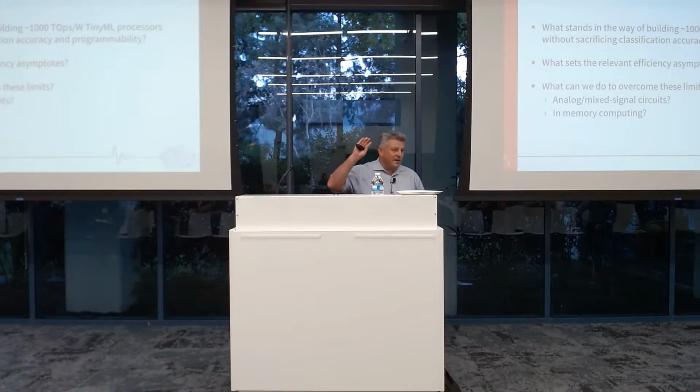And we don't want to sacrifice any accuracy. We're greedy, and we want to program because we have all these software people in the room. Right? So the first thing I'm going to go through is what sets some of these asymptotes.